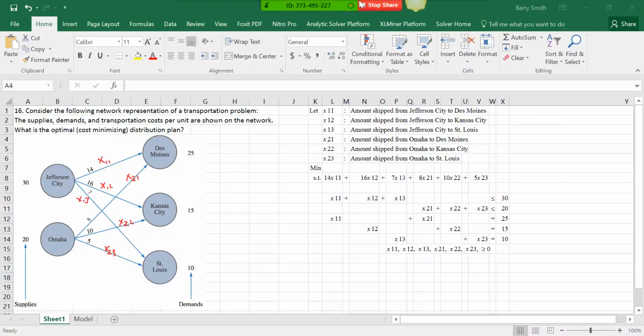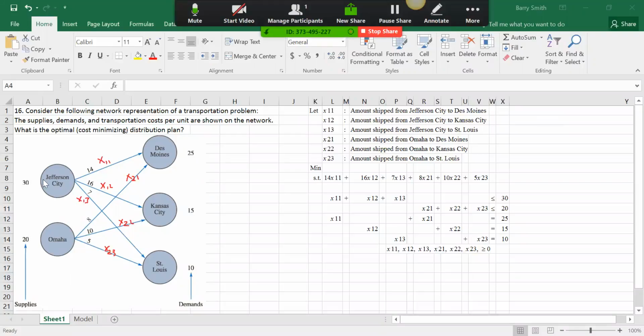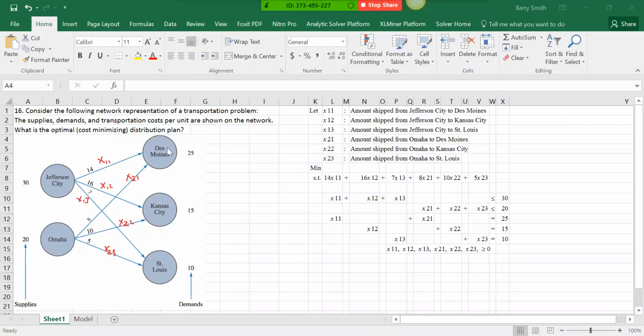And so what they give us here is supplies are here, 30 for Jefferson City, 20 for Omaha, and we're supposed to distribute them to Des Moines, supposed to get 25, Kansas City 15, St. Louis 10. That's their demands. And so we can do that. This is the cost per unit shipping. And so 14 going this way, 16 here, 7, then 8, 10, and 5.